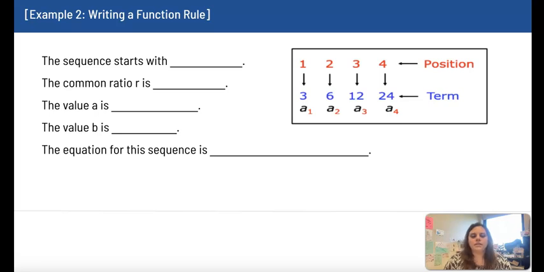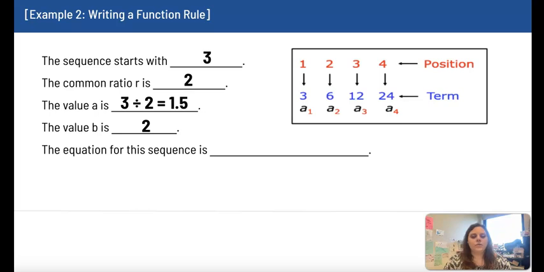In this example, the sequence starts with the number 3. As we go from 3 to 6, 6 to 12, and 12 to 24, we are multiplying by 2. So our common ratio is 2. This means that our value of A is the starting value 3 divided by the common ratio of 2. Put 3 divided by 2 into a calculator and you get 1.5. The value b is the common ratio itself, so it will be 2.